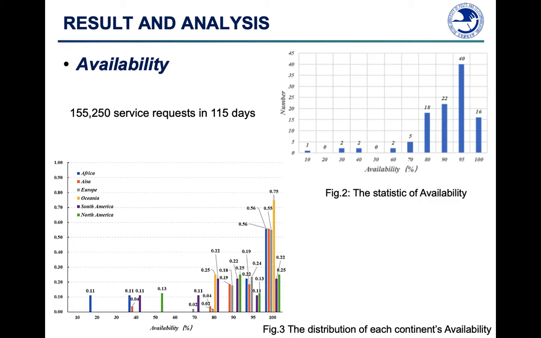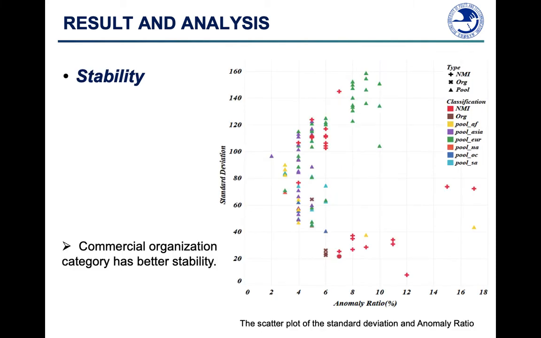The result divided by continent shows that the availability is lower in remote areas. This is due to the higher packet loss rate caused by the longer transmission path. The stability results are shown in the picture. The value of anomaly ratio varies from 2.3% to 17.3%.